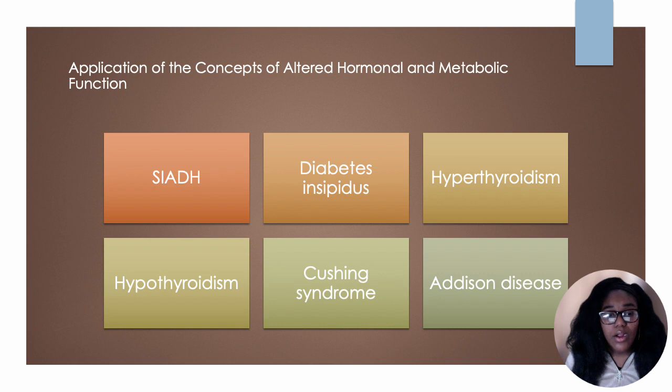So here are our concepts for altered hormonal and metabolic function. We have SIADH, syndrome of inappropriate antidiuretic hormone, diabetes insipidus, hyperthyroidism, hypothyroidism, Cushing syndrome, and Addison's disease.